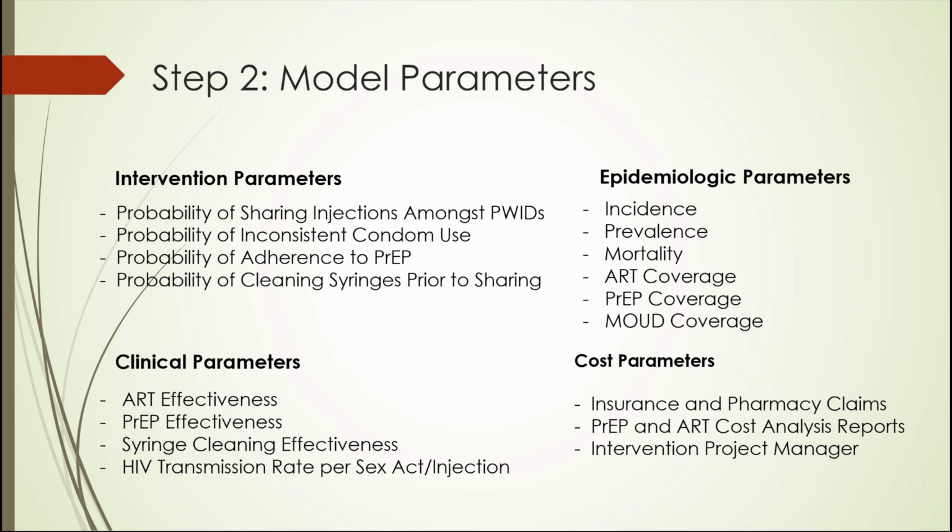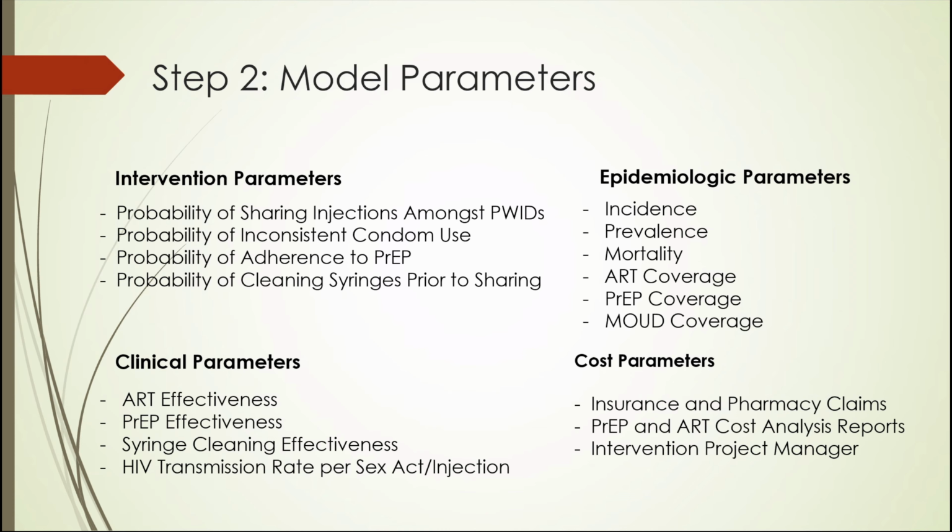For model parameters, we had 4 sets of parameters. First, we had intervention parameters, including probability of sharing injections amongst PWIDs, probability of inconsistent condom use, which was part of the harm reduction strategy of the CHRP-BB. We also had probability of adherence to PrEP and probability of cleaning syringes prior to sharing, because part of the practice was to teach PWIDs how to clean syringes properly.